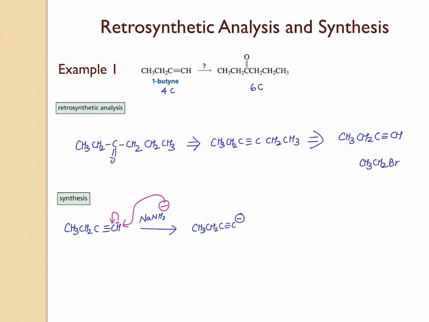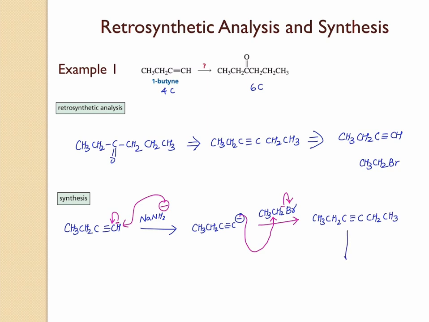And in the next step, this acetylide ion is going to make a nucleophilic attack on the other starting material, which is our alkyl halide. Since we need 2 carbons, we need to choose ethyl bromide. So this is going to make a nucleophilic attack on this electrophilic carbon, pushing the electrons between the carbon and bromine onto bromine. Now we have an internal alkyne which has exactly the same number of carbons as is present in the target molecule.